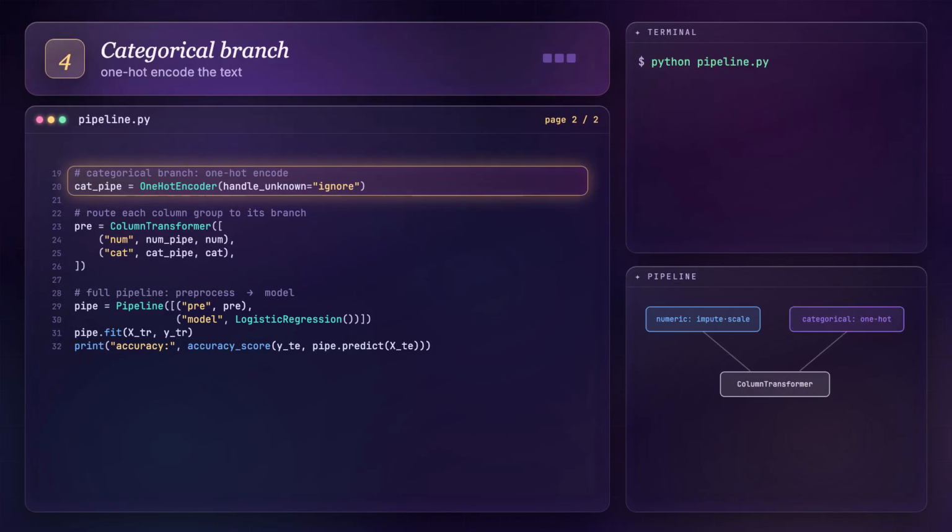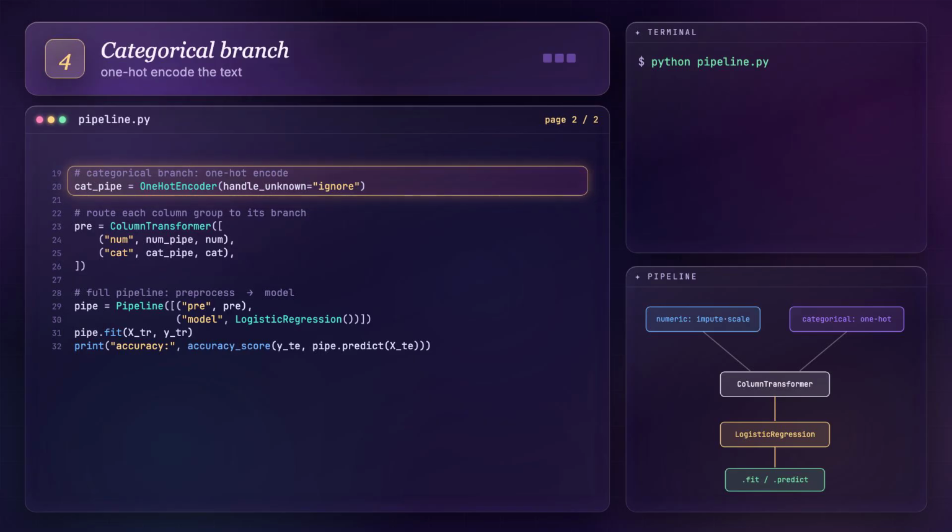On page 2, the categorical branch, a single one hot encoder that turns each city name into a set of 0-1 columns the model can actually use. Now we have a recipe for each kind of column.